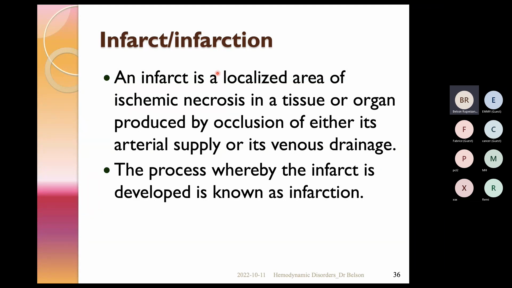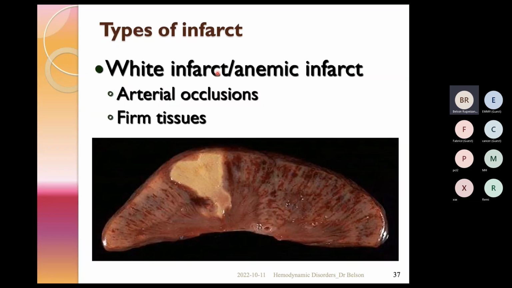Okay, so if no question, then we can look at the infarct and then have a break. So infarct, we have one infection, it is the death of tissues. So it is the localized area of ischemic necrosis in a tissue or organ produced by occlusion of either its arterial supply or its venous drainage. Either of arterial supply is cut or the venous drainage is blocked. So the process whereby the infarct is developed is called infarction.